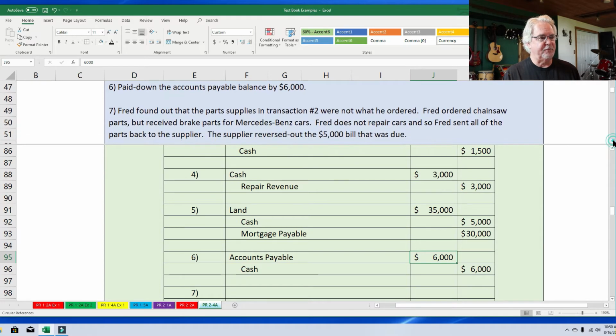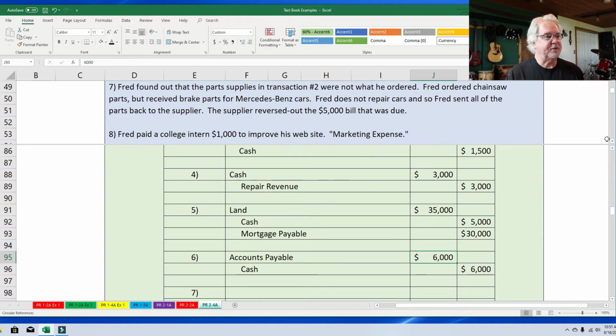Number 7, Fred found out the parts supplies in transaction 2 were not what he ordered. Fred ordered chainsaw parts but received brake parts from Mercedes-Benz cars. So what happened there? Fred does not repair cars. And so Fred sent all the parts back to the supplier.